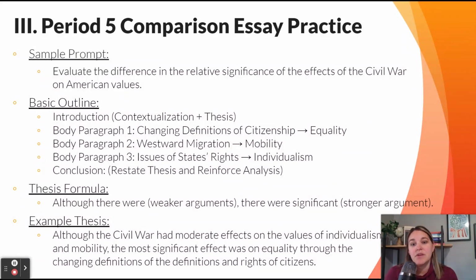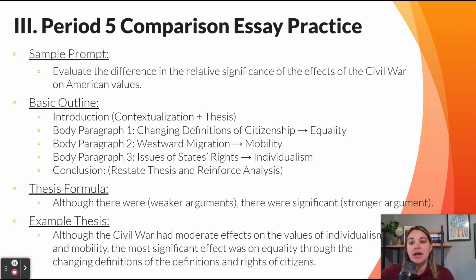Evaluate the difference in the relative significance of the effects of the Civil War on American values. So, what this question is asking you to do is what we've been discussing this whole time. You want to describe the effects of the Civil War on American values. How significant are they? And why is one more significant than another?